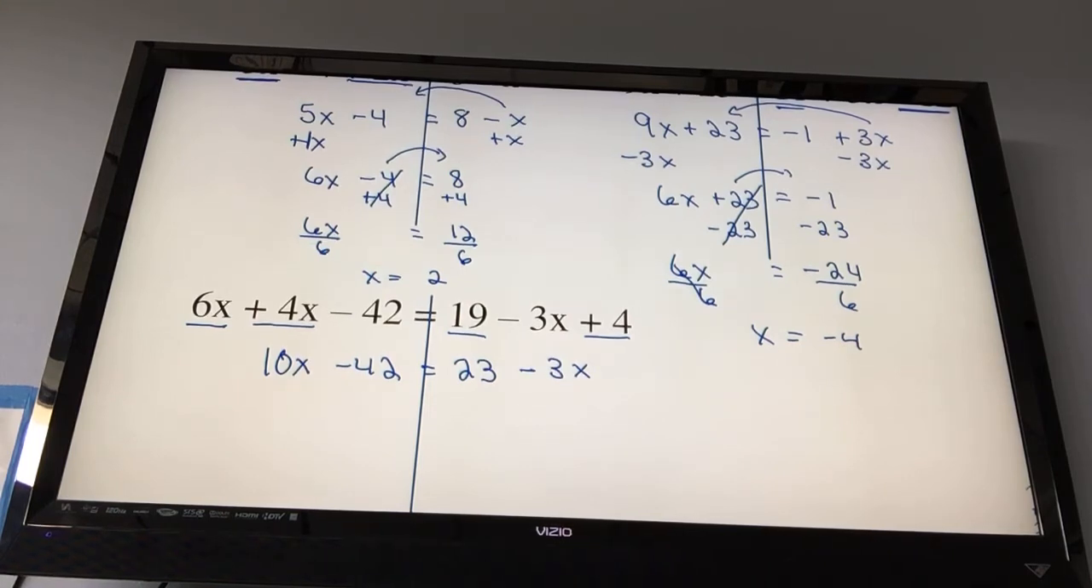I've got my terms combined. You're moving the x, you're moving the constant, and your division. X is left, constant's right.